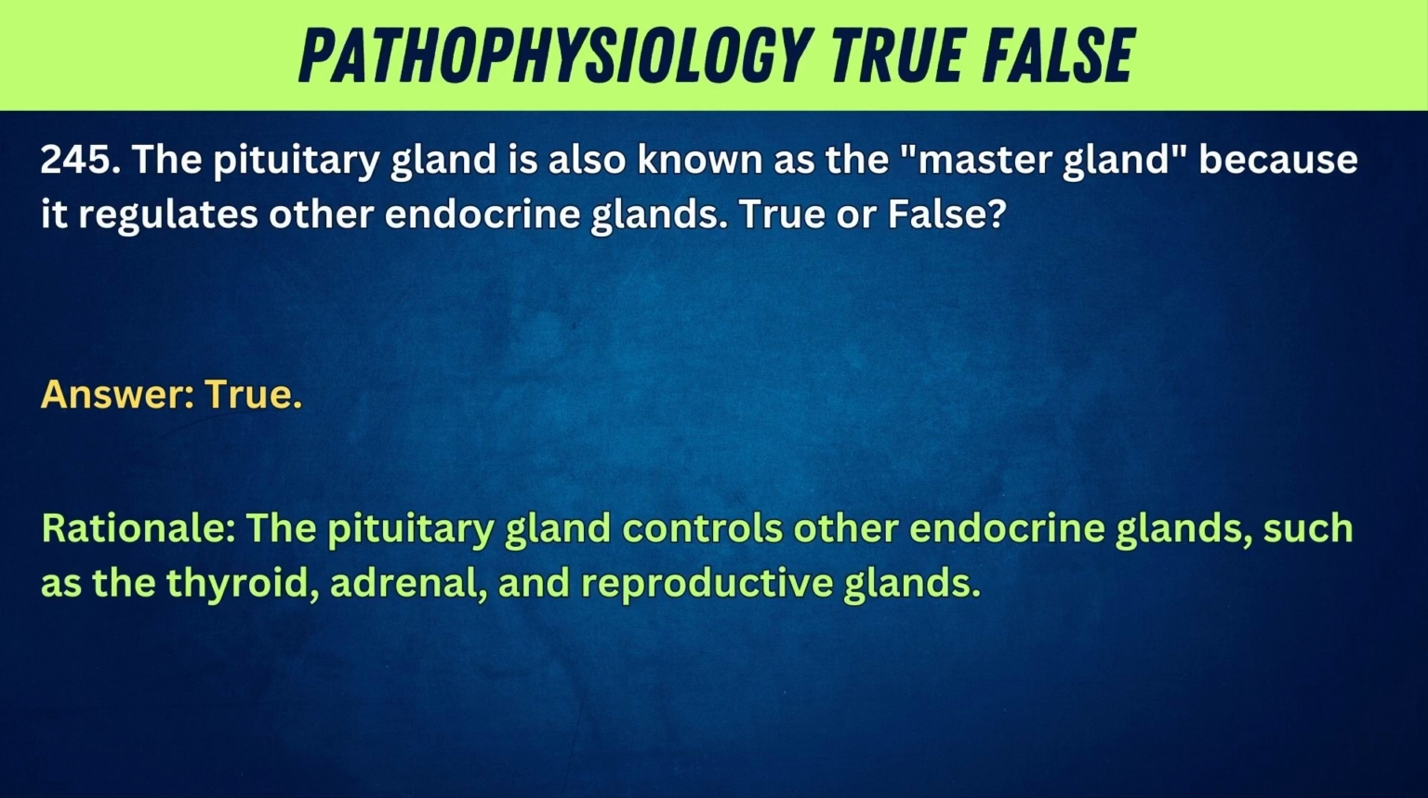245. The pituitary gland is also known as the master gland because it regulates other endocrine glands. True or false? Answer: true. Rationale: the pituitary gland controls other endocrine glands, such as the thyroid, adrenal, and reproductive glands.